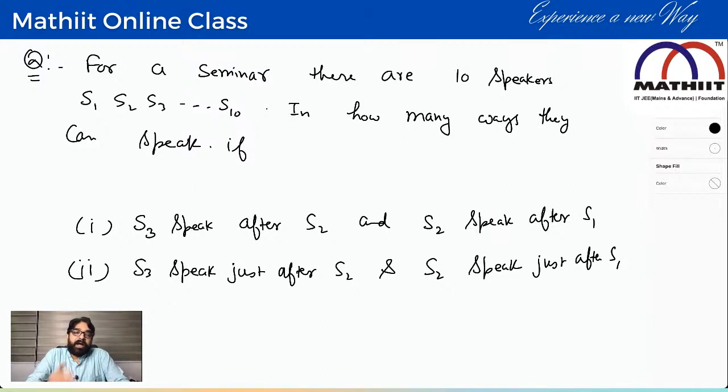First bit, S3 speak after S2. Be clear, both are different questions. In first bit, S3 speak after S2, means S2 speak, after that somebody came, but then S3 coming. But in second bit, S3 speak just after S2, and S2 speak just after S1. It's a very simple question. If you use formula, nothing will happen. If you use common sense, basic fundamentals, answer will come. Any question can be solved.